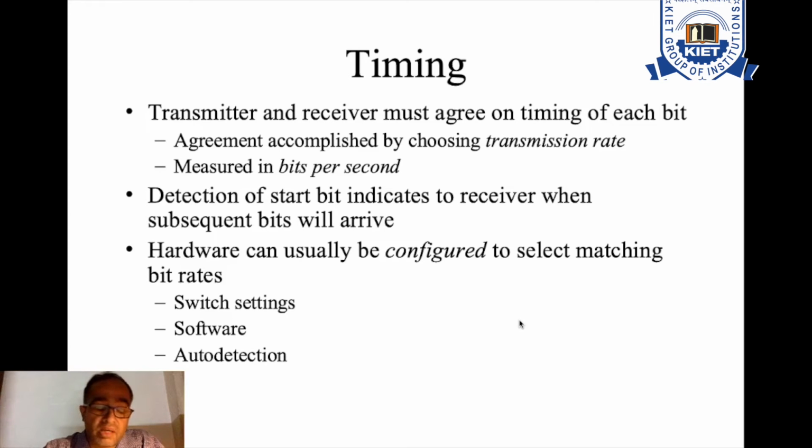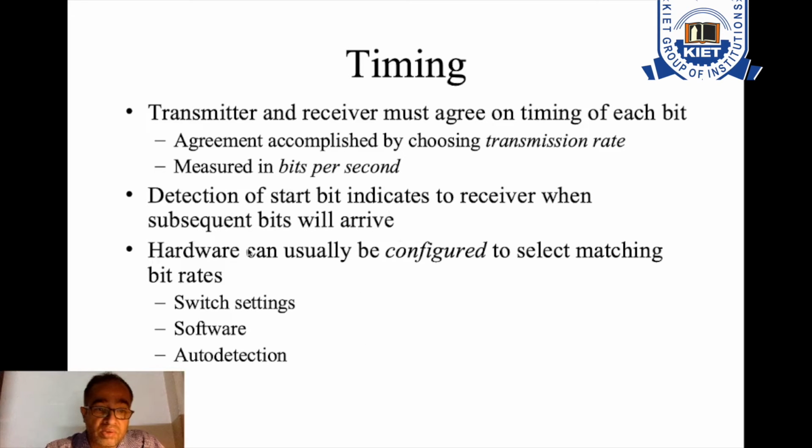Now coming to the timing. To understand timing, you must understand one important thing, that the timing synchronization between the transmitter and receiver should always be the same. There has to be an agreement on the transmission rate. If the transmission is faster than receiving, the information would be lost, and that will create a problem. The start bit indicates to the receiver when the subsequent bits will arrive.